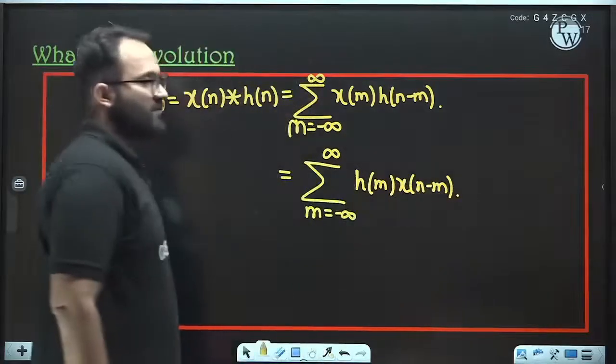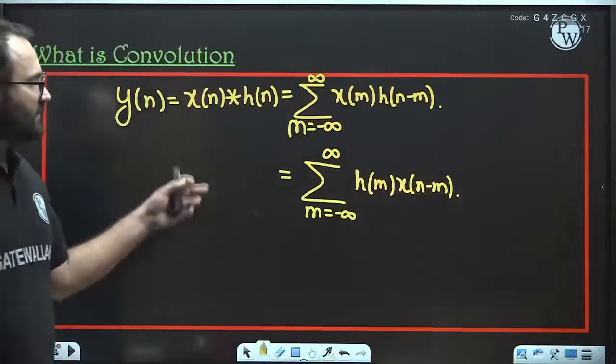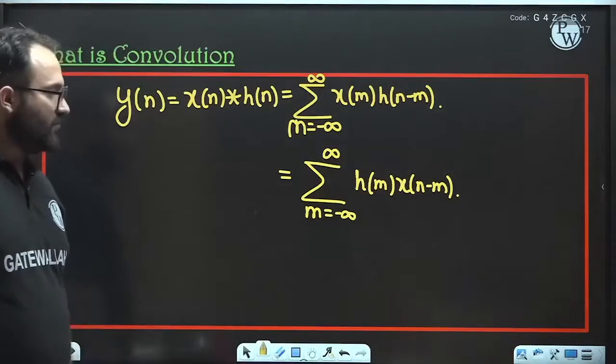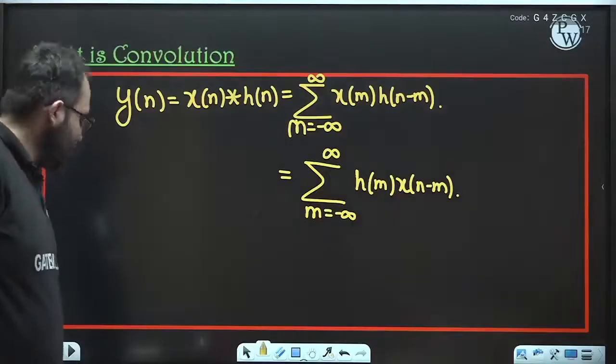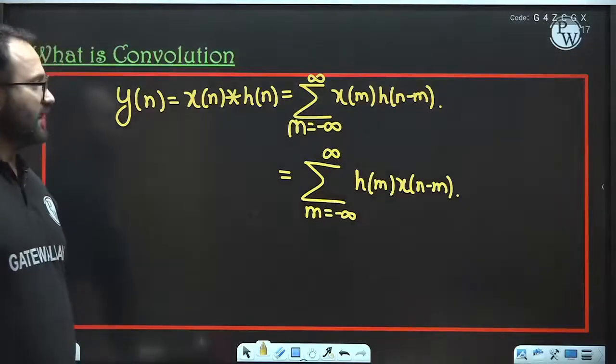Okay. Then also the result will be the same. So this is the discrete convolution. We can solve the questions very easily in this case.